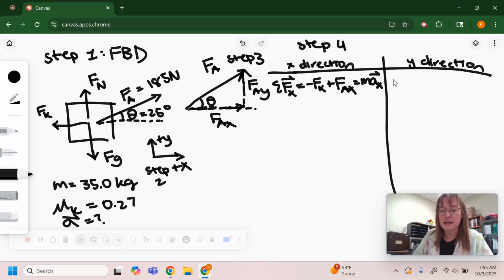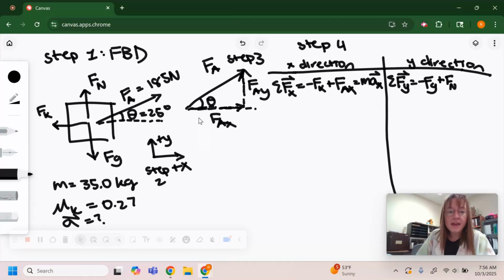Okay, now let's take a look at the y direction. In the y direction, take a look at my forces. I have Fg pulling down, so that's going to be minus Fg. Then I have Fn pulling up, so that's going to be plus Fn. Then I have the y component of the Fa. The y component of Fa is just this little part right there, and that part is helping to pull the box up.